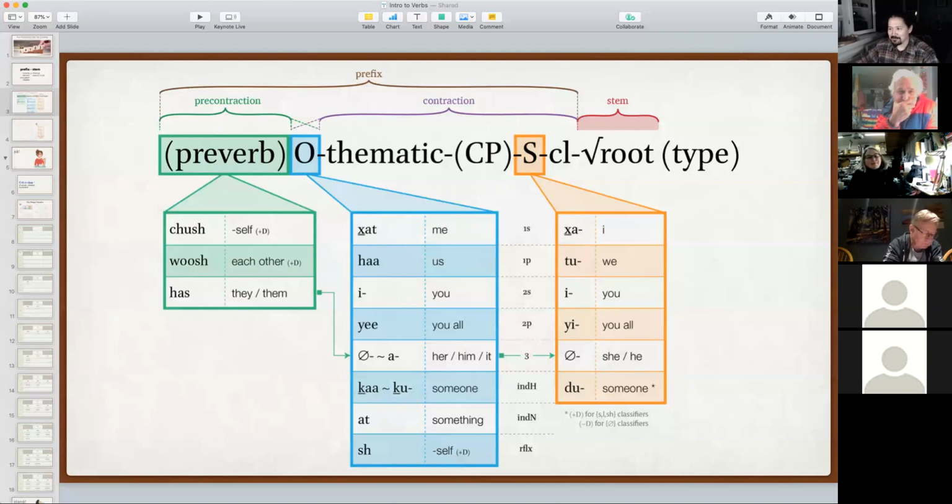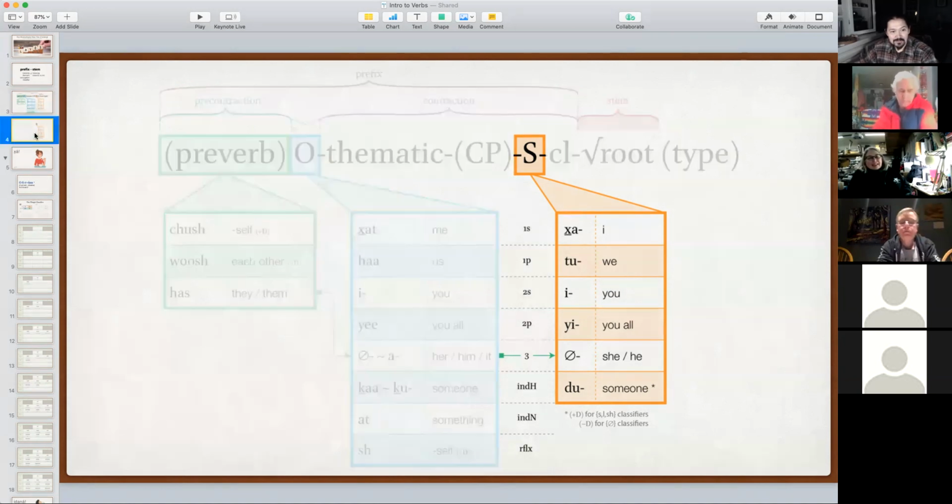Back to here. But if you've got questions or thoughts, feel free to share. So let's take a look at what happens when we start changing the subject, right? Cha, tu, I, ye, unmarked, and do. Okay? I do it, we do it, you do it, y'all do it, they do it, someone does it, or people do it. Okay.